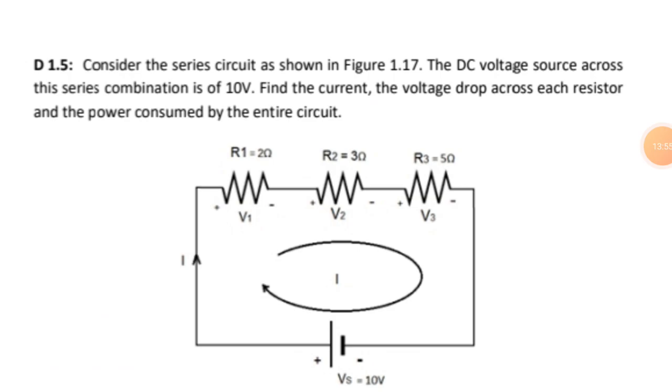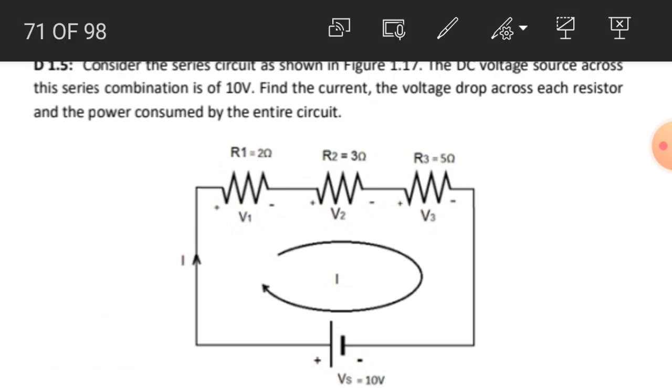We do a numerical question, which is a solved numerical question from my personal book. Consider the series circuit as shown in figure number 1.17. The DC voltage across this series combination is 10 volt. Find the current, the voltage drop across each resistor, and the power consumed by the entire circuit.